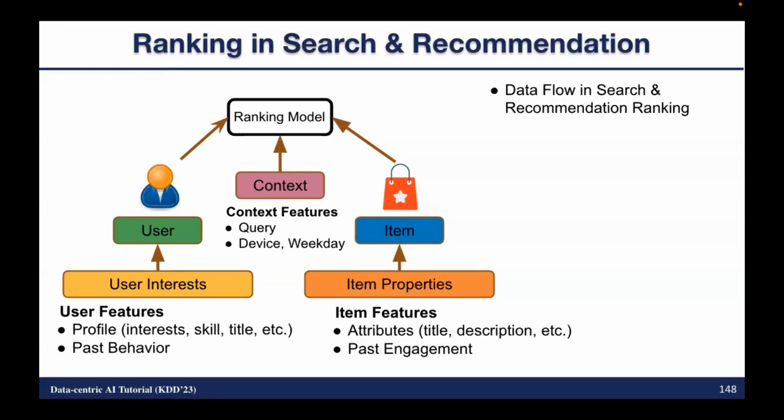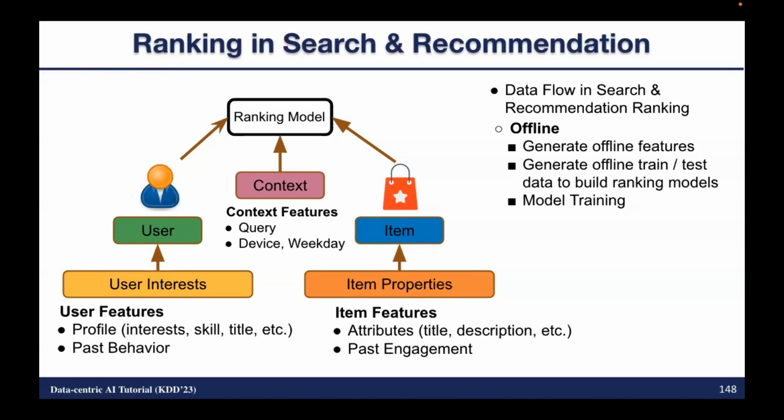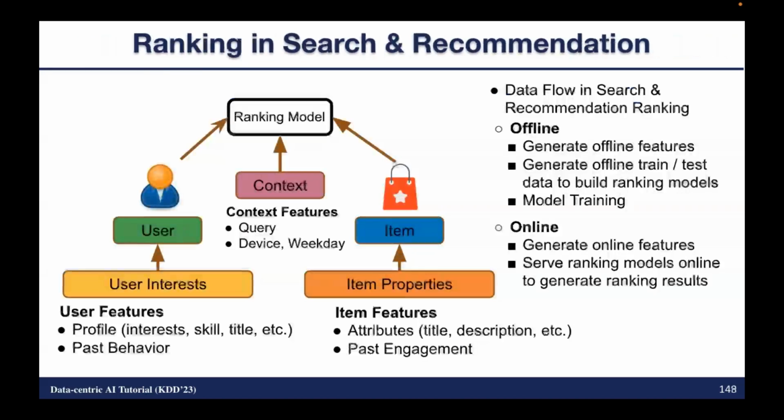And now what do we want to do here? In order to build such a ranking system, we need to build a lot of data flow pipelines. There are typically a few pipelines here. One, offline wise. We need to look at how to generate the offline features. And we need to generate offline training and testing data, and also build the model training pipeline. Online wise, we need to generate online features and also serving for the ranking models online to generate ranking results, right?